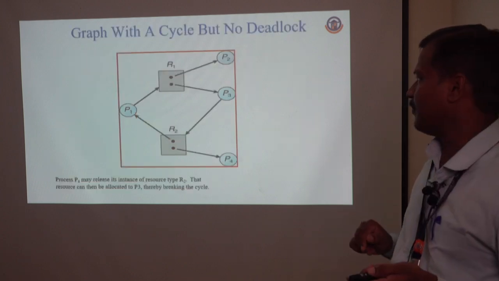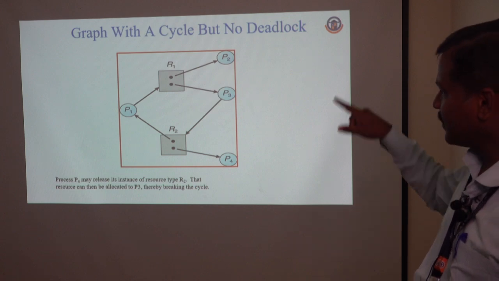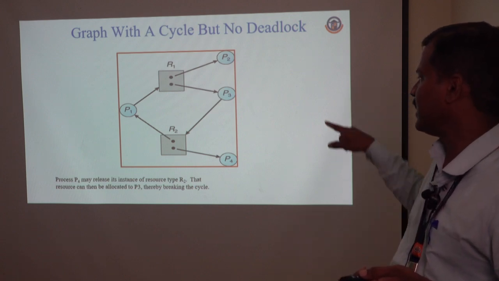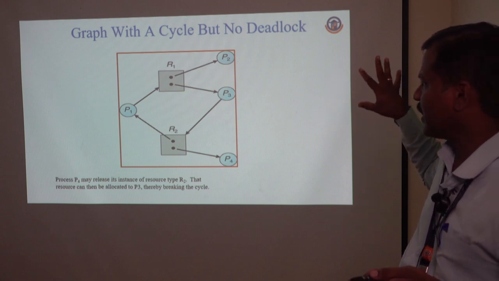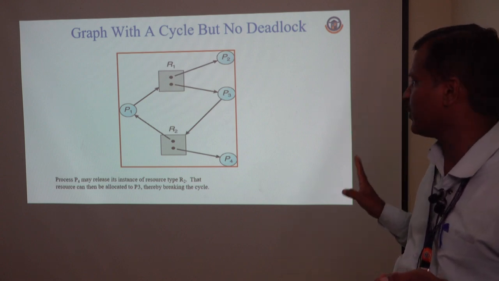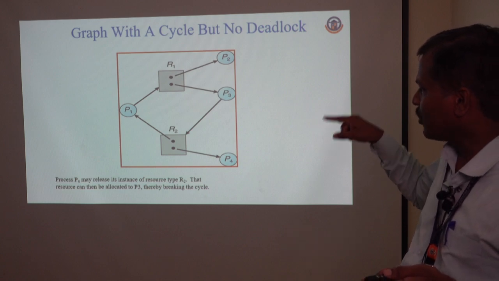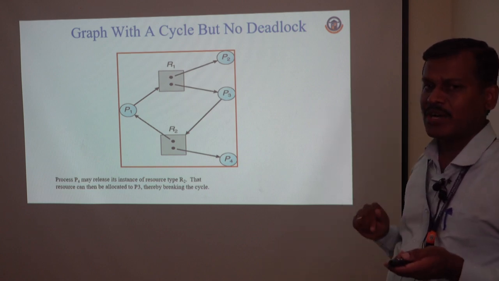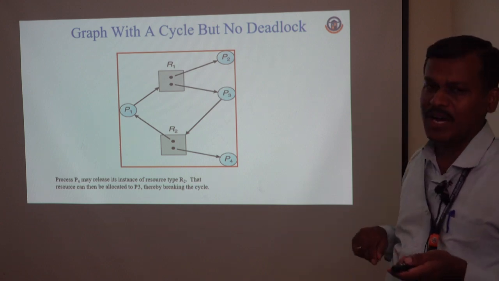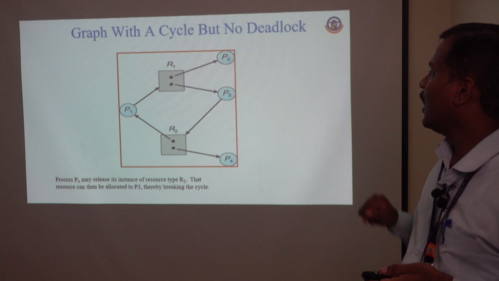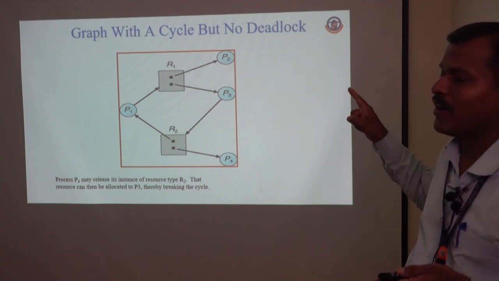See the diagram. It's another exception. There is a circle, but there is no deadlock. We can see here the P1 process and P3 process. R1 resource has two instances, and R2 resource also has two instances. The P1 process requests the R1 resource and holds the R2 resource. Then the P3 process holds the R1 resource and requests the R2 resource. Now the P2 process holds an R1 resource.